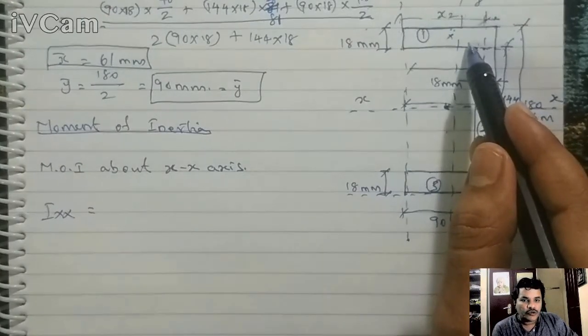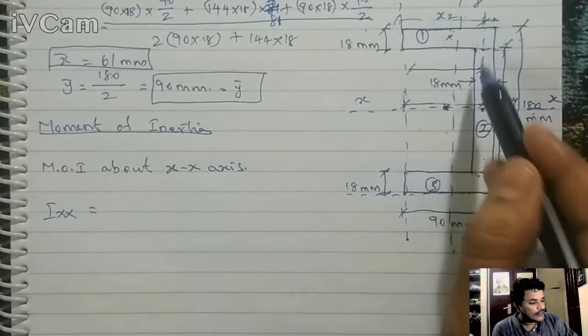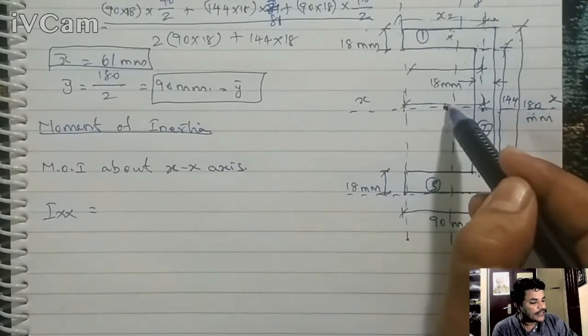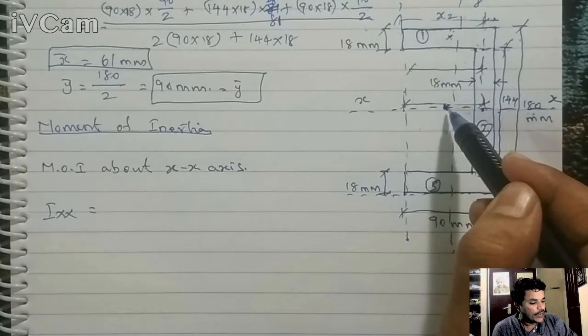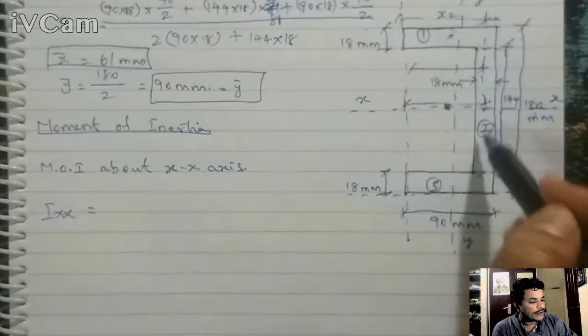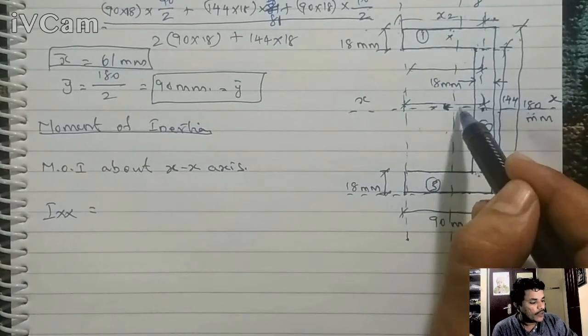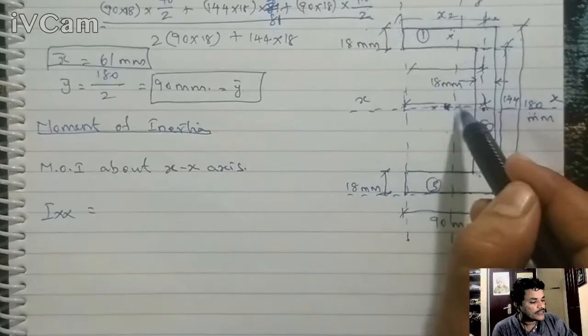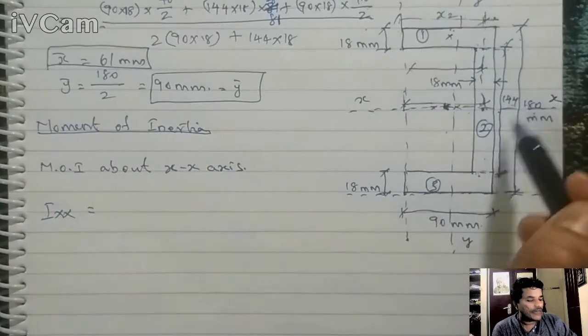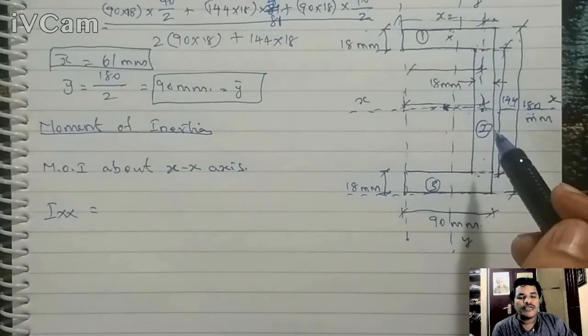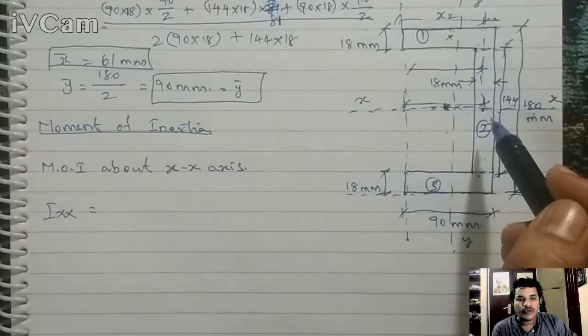Okay, so the small rectangle means the whole channel section centroid is located here, that is 180 by 2. The small section centroid is located in the same line. So these three coincide in the same line. So what is the h bar value? Actually it is 0.